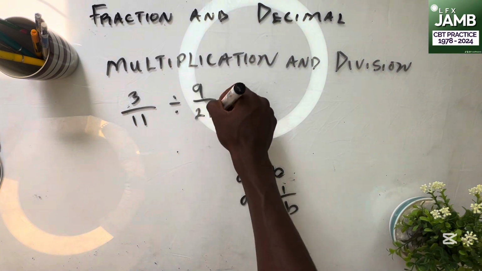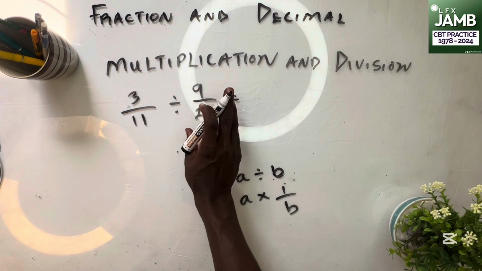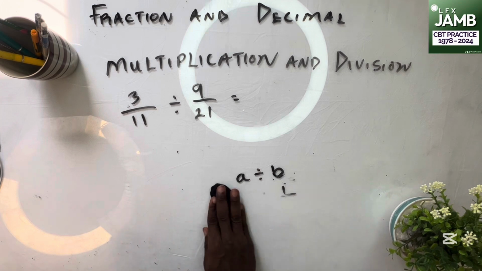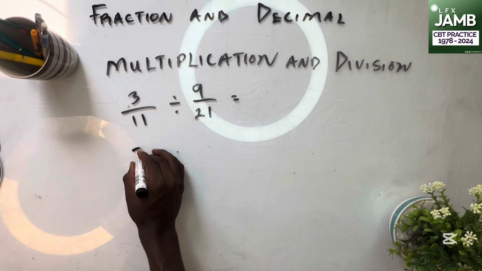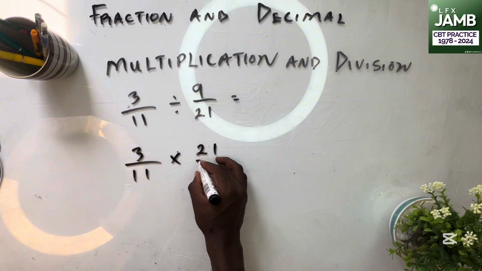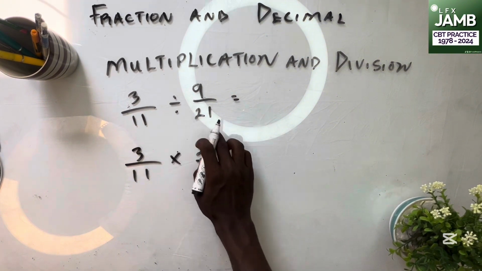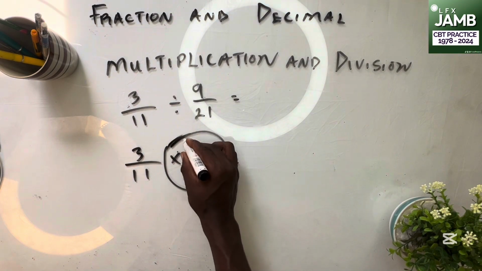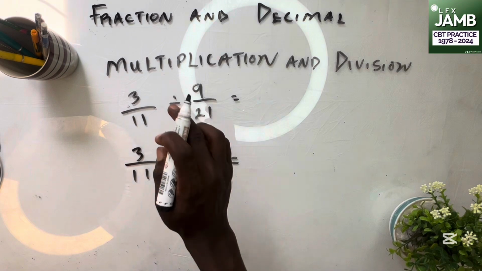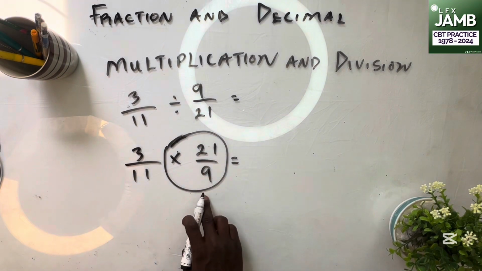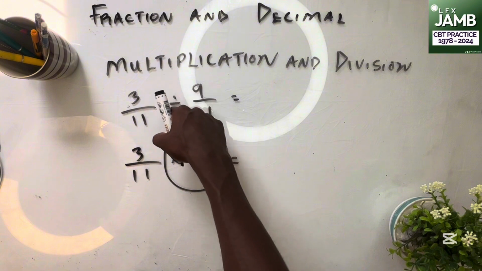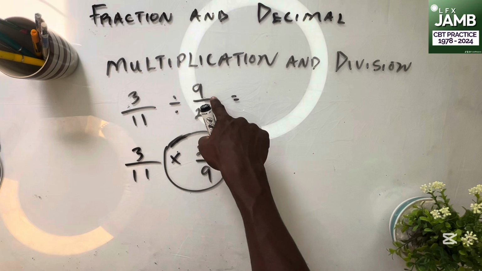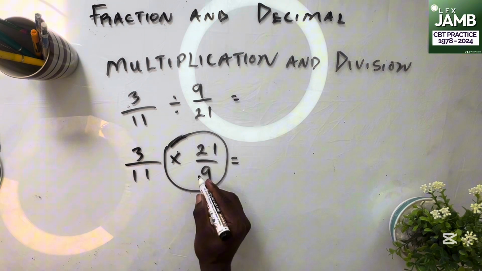So the same thing will be carried out here. Since this is already an established fraction, 21 will be turned upside down and we'll be having 3 over 11 times 21 over 9. This activity I just carried out here, switching this up, will be done over and over again in several questions where division appears. That's why it was emphatically explained. When you want to carry out a division operation, you change it to multiplication by turning this one upside down to have 21 over 9.